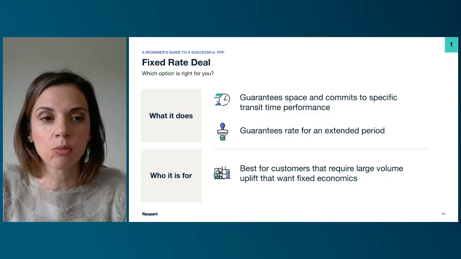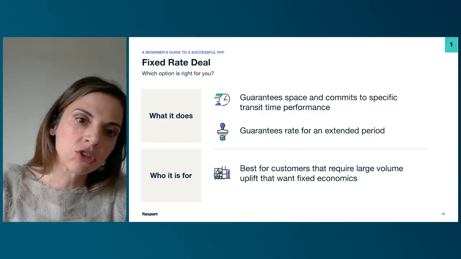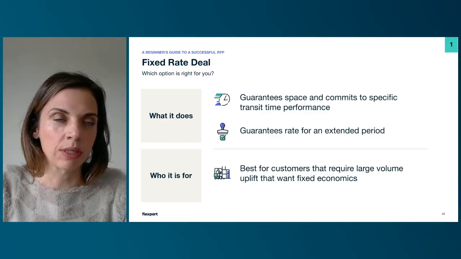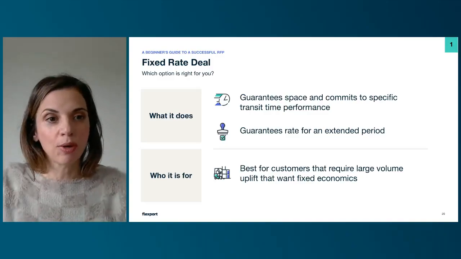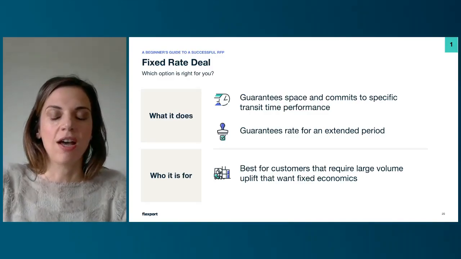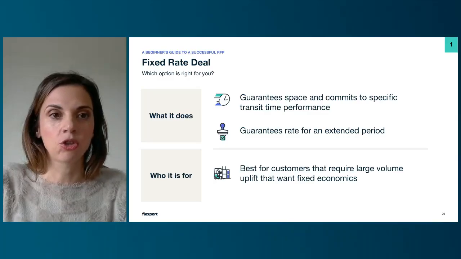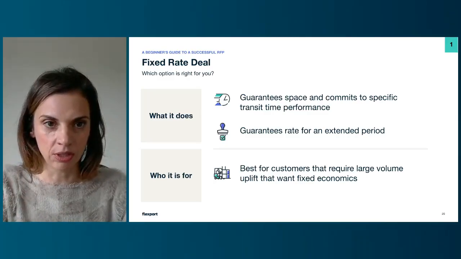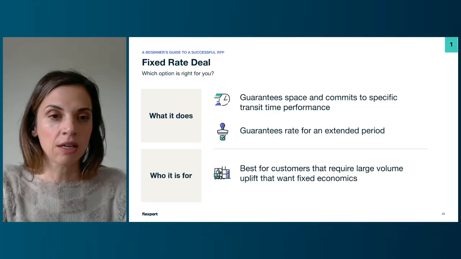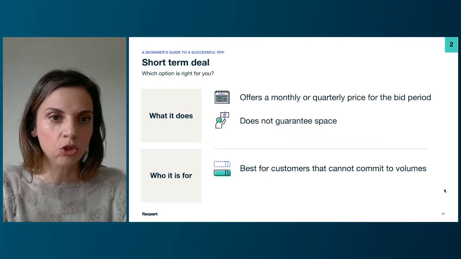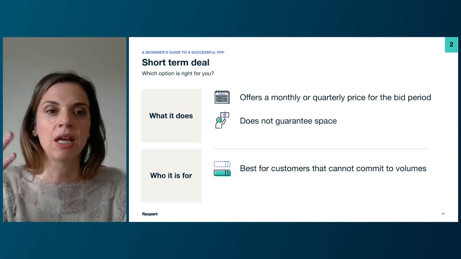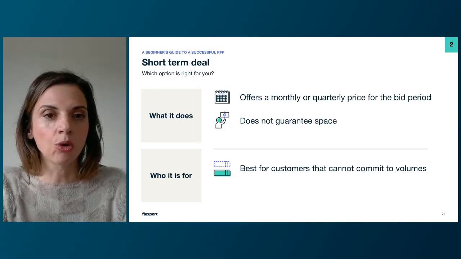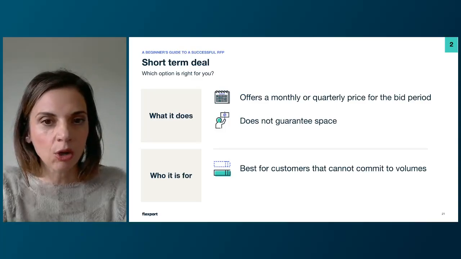So that's your fixed rate deal, and it's best suited for customers that require a large volume uplift. They have big volumes throughout the year, not so much seasonality, and they want fixed economics. That means that they have a budget, their CFO, or maybe you're a one-person show, have a very fixed budget in mind, so that would be a fixed rate deal for you. Let's examine the second one. So the second one will be the short-term deal. So the short-term deal would be, let's say, a month long deal or quarterly long deal.